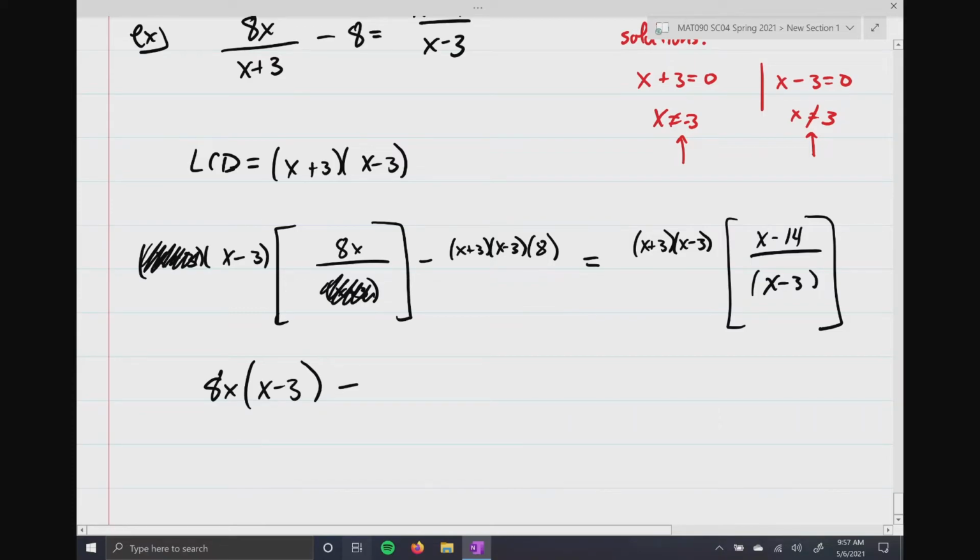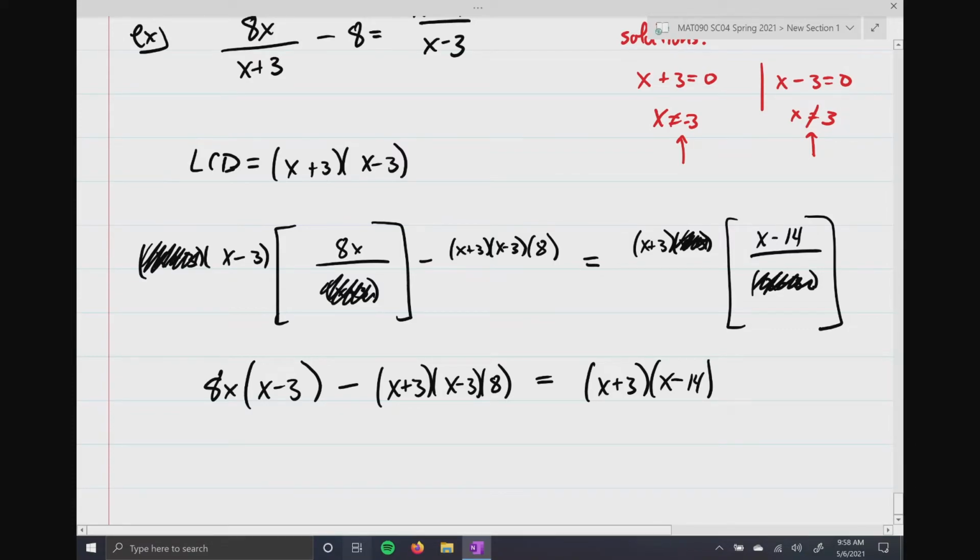Minus. Now in this second part in the middle, nothing reduces. So I'm just going to rewrite it. X plus 3 times the quantity x minus 3 times 8 equals. Now on the right hand side of the equation, x minus 3 in the numerator, x minus 3 in the denominator. And I write everything else exactly how it looks. X plus 3 times the quantity x minus 14.